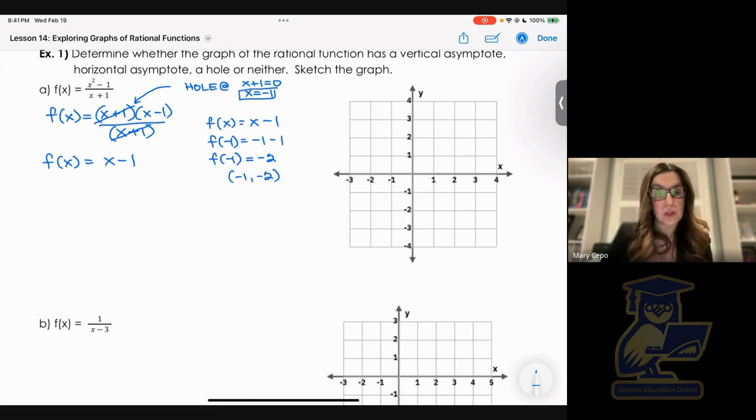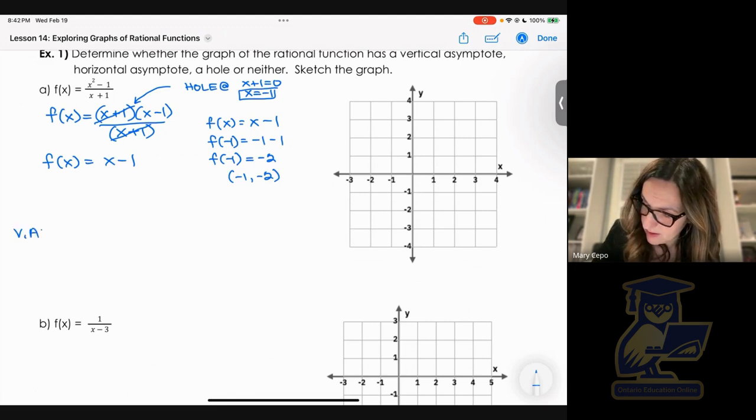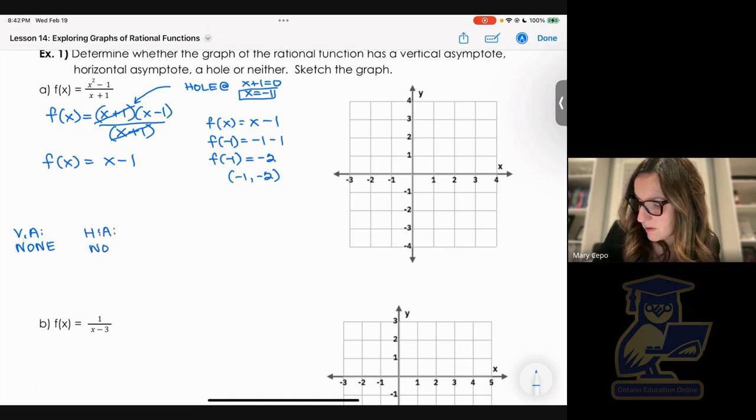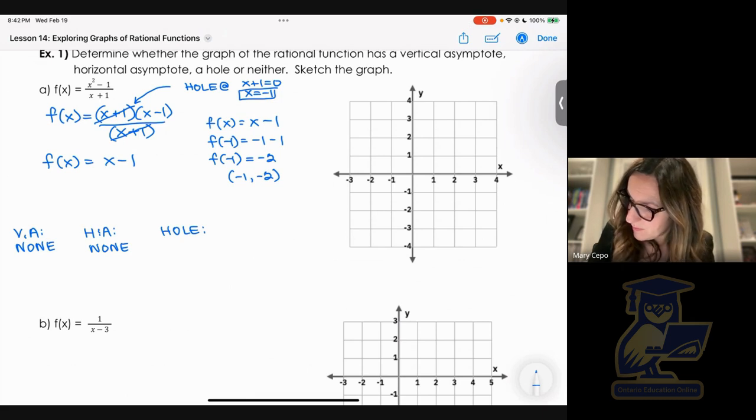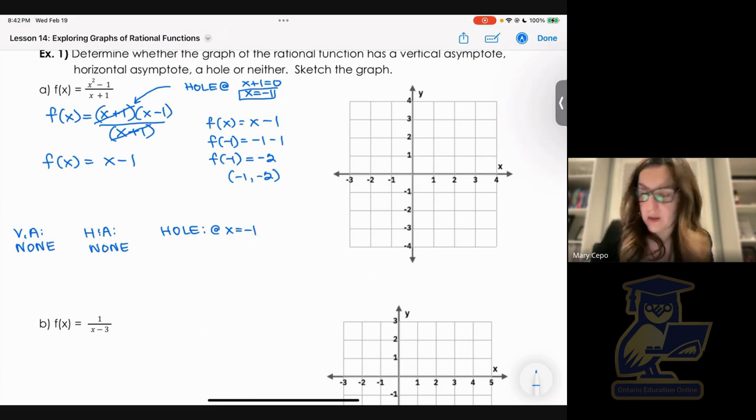Okay, so looking here, do we have a vertical asymptote? No. So vertical asymptote, we can say none. Okay, do we have a horizontal asymptote? None. Do we have a hole? We do. A hole at x is equal to negative 1.